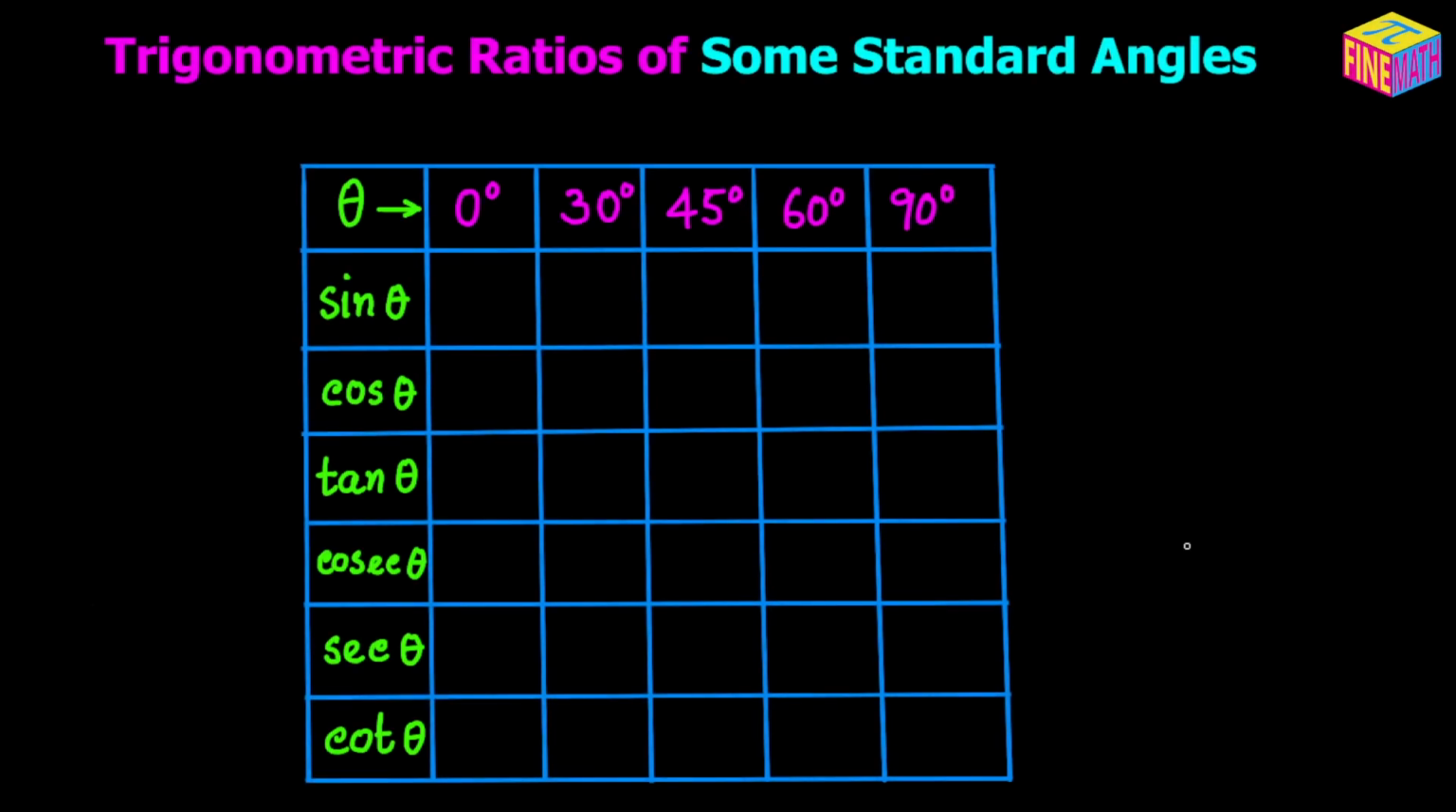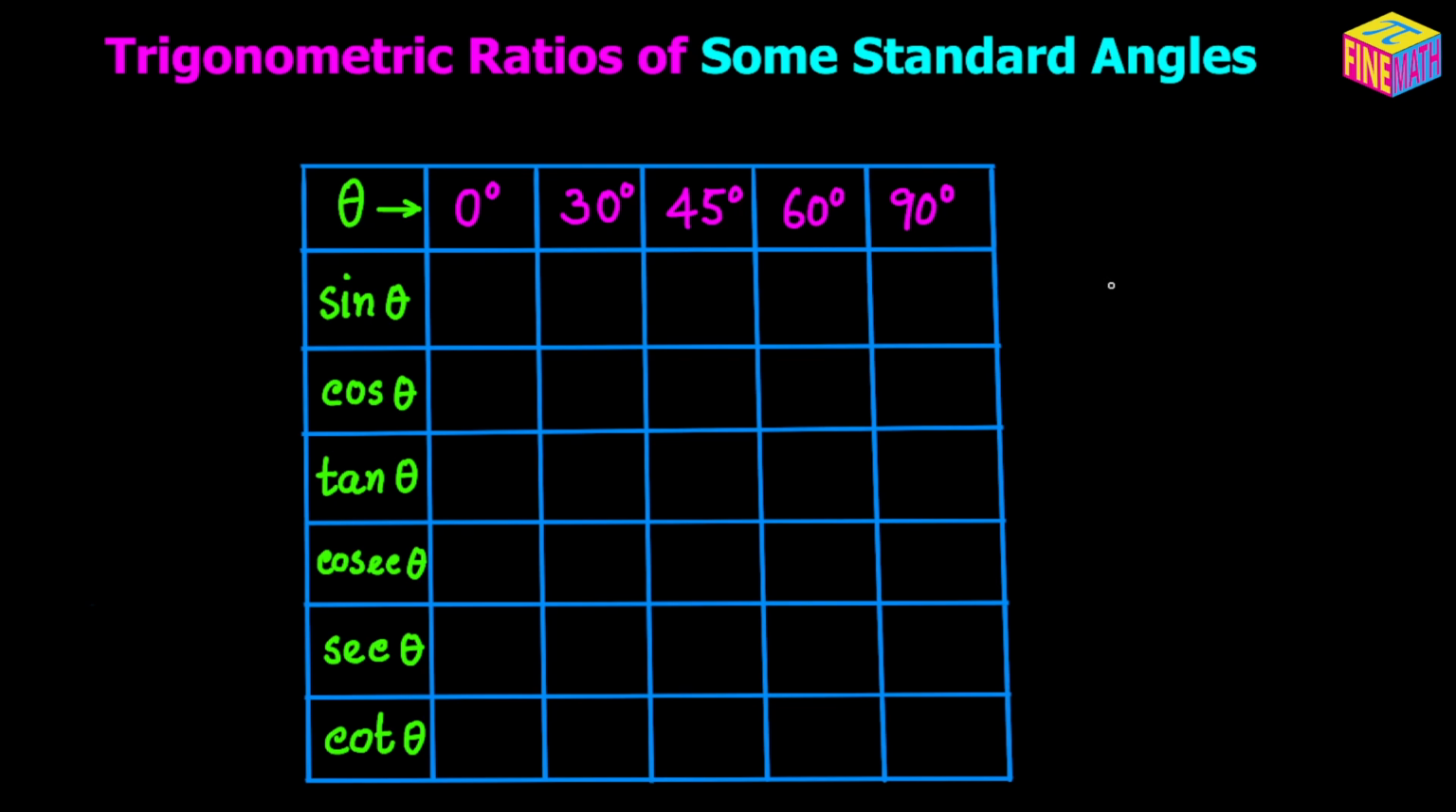Hi everyone. In a previous video, we learned about the trigonometric ratios of an acute angle, and in this video, we are going to find out the value of the different trigonometric ratios for a few standard angles or common angles. If you look at the screen, I have created a small table with the 6 different trigonometric ratios, and I have listed the common angles, which are 0 degree, 30 degree, 45 degree, 60 degree and 90 degree.